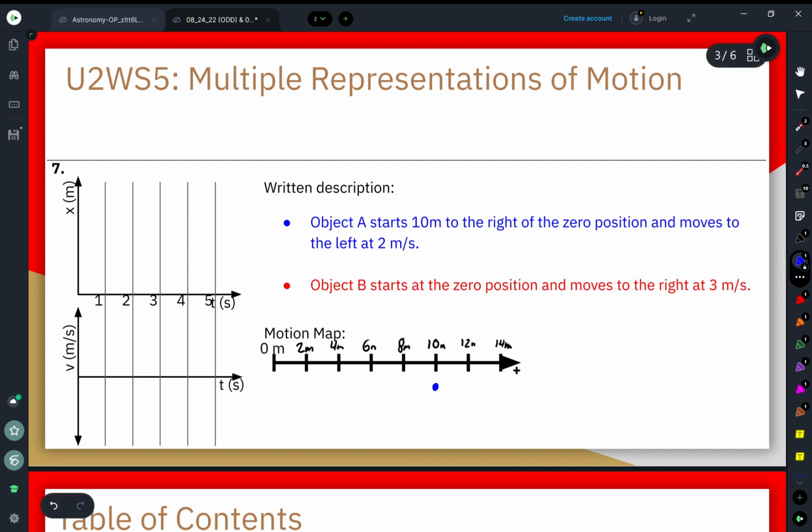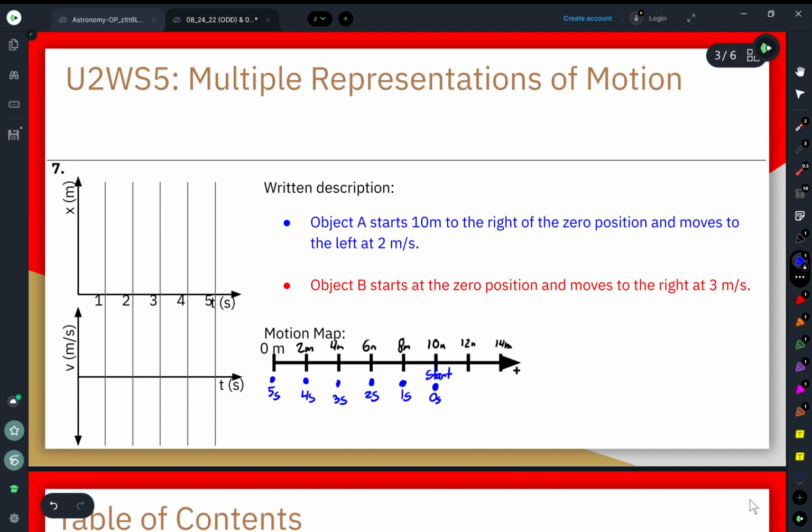Object A is going to start at 10 meters. So I'm going to put down that that is the starting position. That is going to be a time of 0 seconds. Each second it moves to the left at 2 meters each second. So at a time of 1 second, the position is 8 meters. 2 seconds, 6 meters. 3 seconds, 4 meters. 4 seconds, 2 meters. And then finally at 5 seconds, it will be at a position of 0 meters.